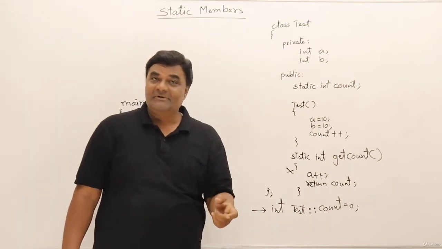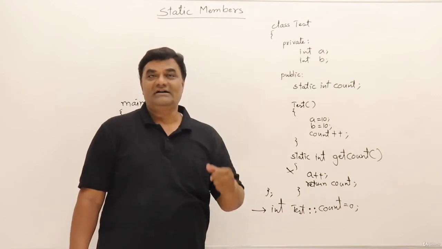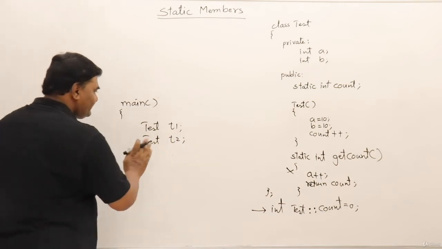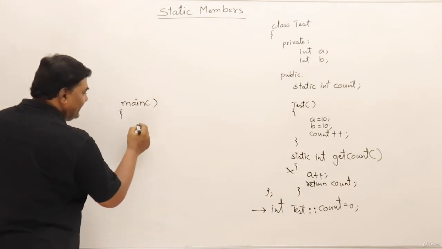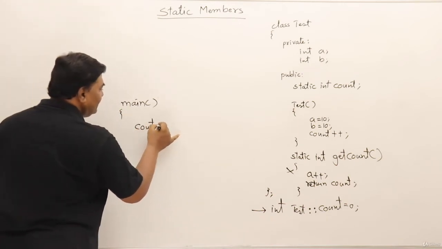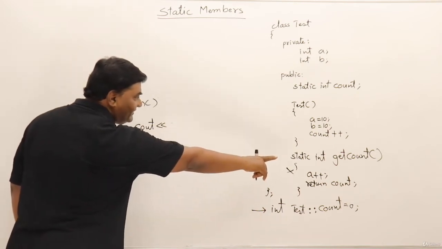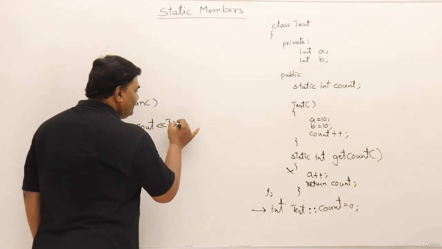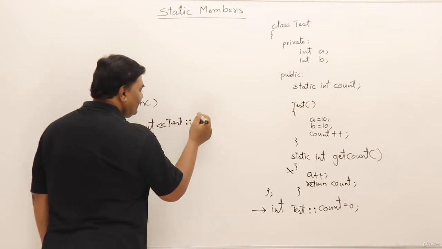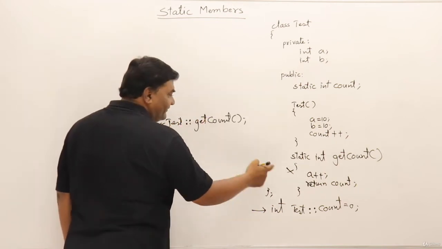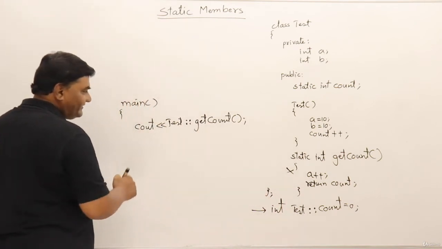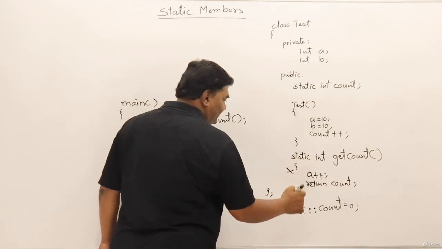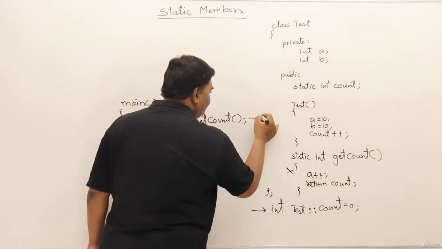Static member functions also belong to a class. Let us see. Already we have discussed this one, so I will not create any object. I will say cout and I want to call that function, getCount. Can I call that function? Yes, you can call it using the scope resolution operator. Test getCount. It will return the count and we can display it. So what is the count initially? We did not create any object. Count is never incremented. So the answer is 0.